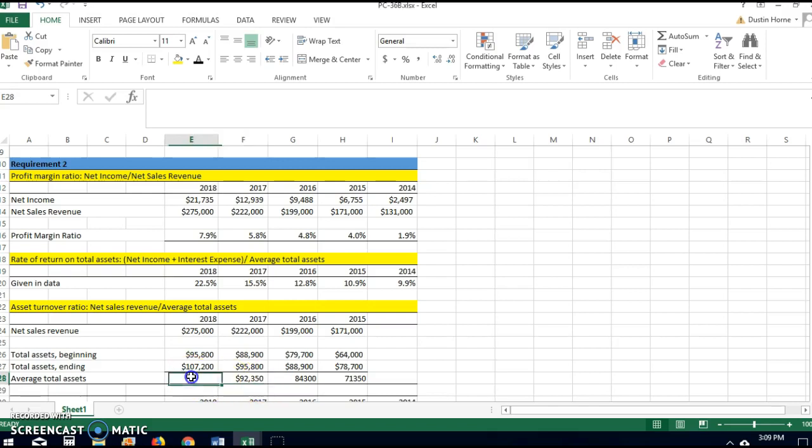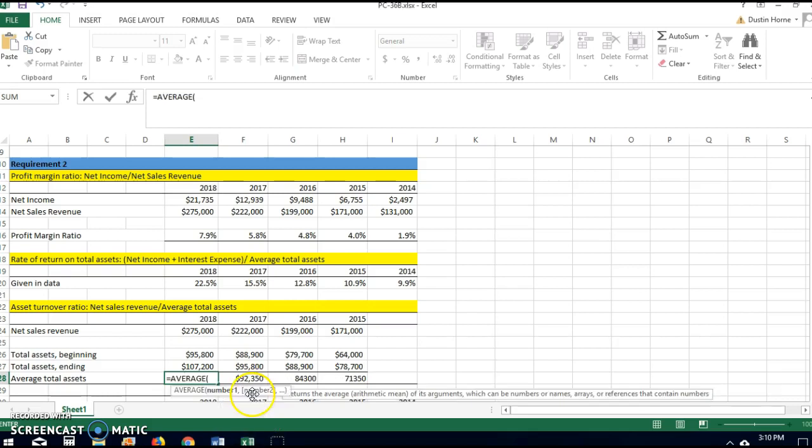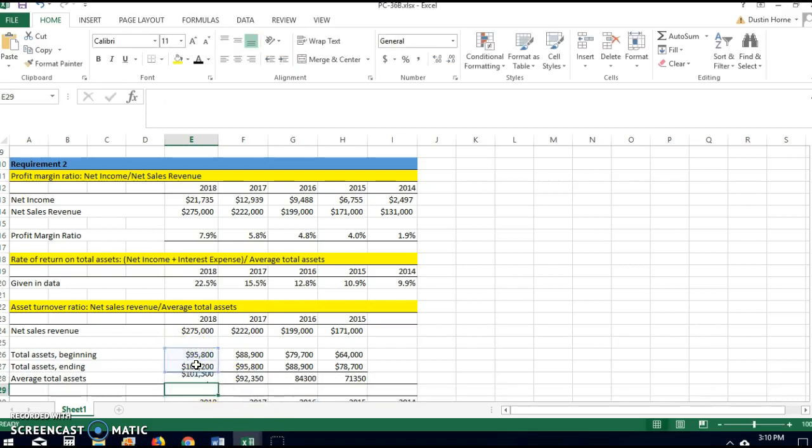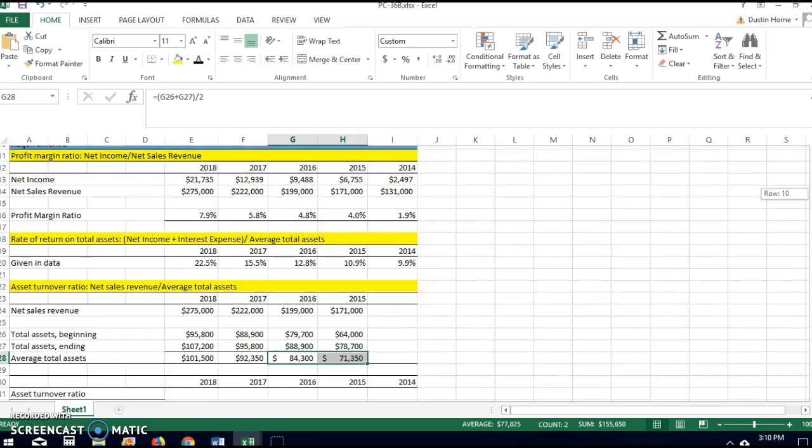92. Yes, that's another way. There's lots of ways to work these in Excel. Excel has a lot of formulas you can use. So 101,500. So I need to edit these to have my dollar signs. And these are our average total assets for each year.